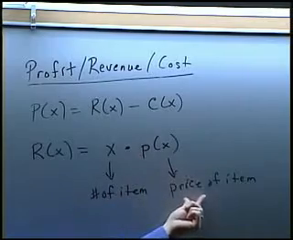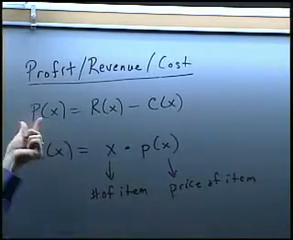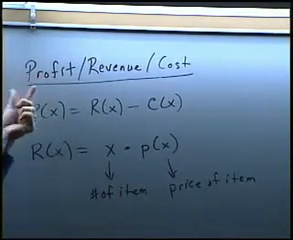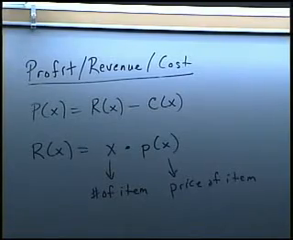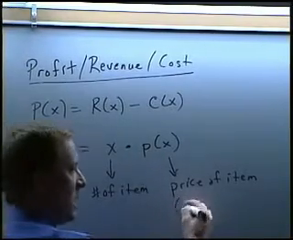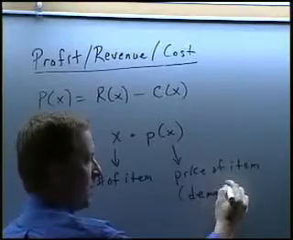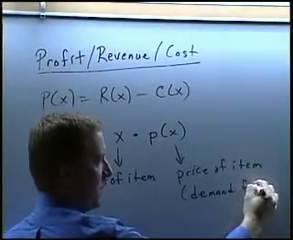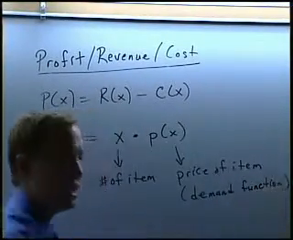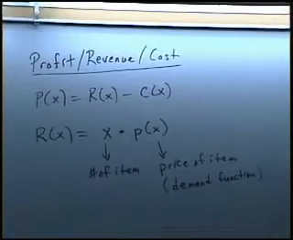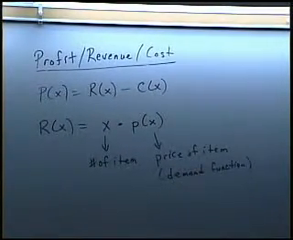Lowercase p is a price function. Uppercase P is a profit function. So be careful with the upper and lower case on that. Sometimes this is also called the demand function. And when we get to those applications this semester, I'll spend a little more time with that. Okay?